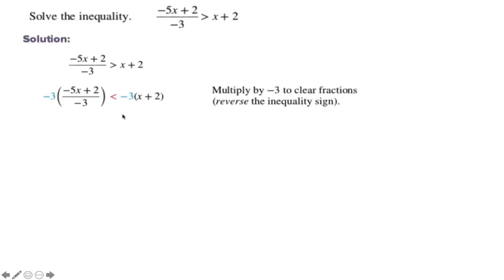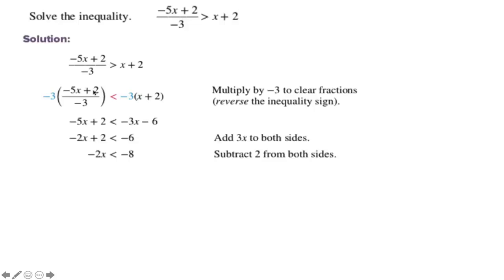Again, I want to solve for x, so I can multiply both sides by negative 3 to clear the denominator. If I multiply by negative 3, I have to switch the inequality. And so this will cancel. On the left, it's just negative 5x plus 2. On the right, I'm going to multiply this in. Negative 3 times x is negative 3x. Negative 3 times 2 is negative 6.